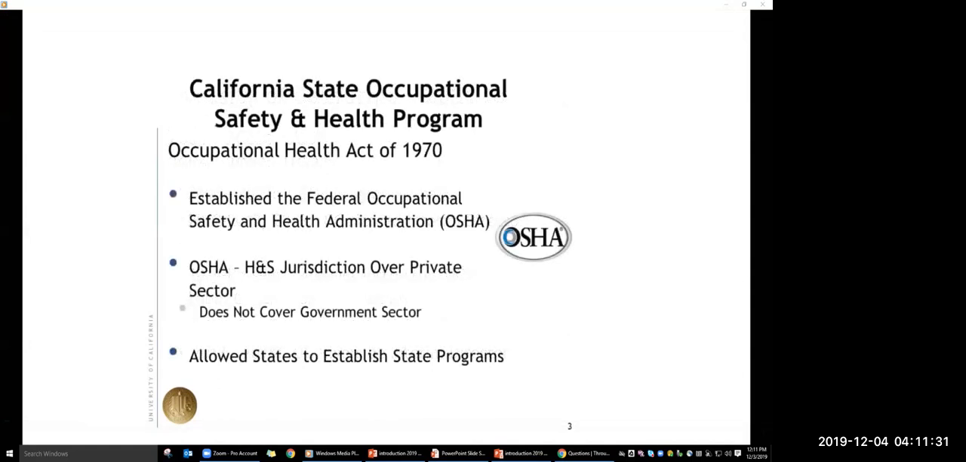A little history regarding the State Occupational Health Program. In 1970, President Richard Nixon signed the William Steiger Occupational Safety and Health Act of 1970, which established the Occupational Safety and Health Administration, commonly known as OSHA. OSHA has regulatory jurisdiction over the private sector, but does not have jurisdiction over the government sector. The Occupational Safety and Health Act allows states to establish state occupational safety and health programs as long as the state program is at least as effective as the federal OSHA program.